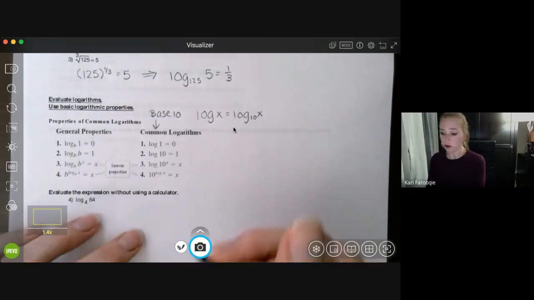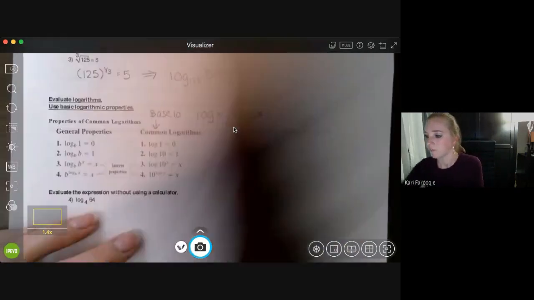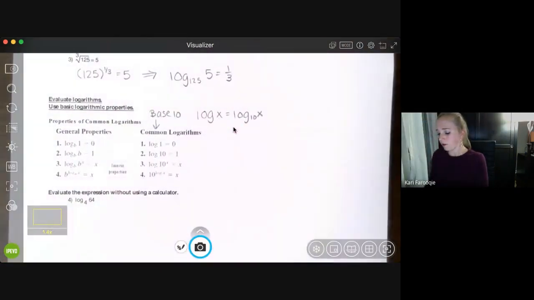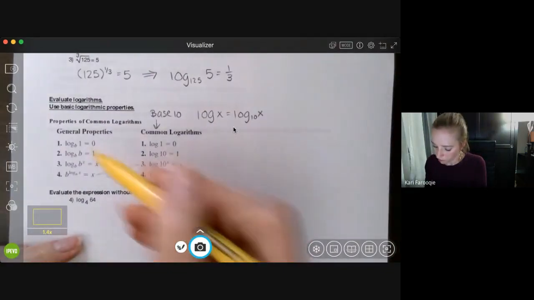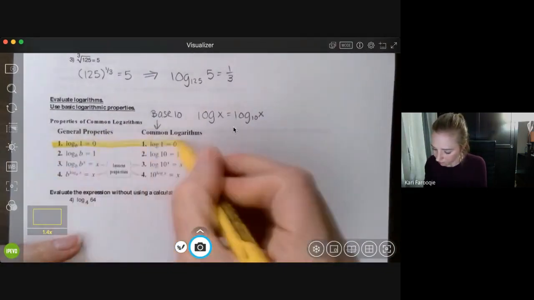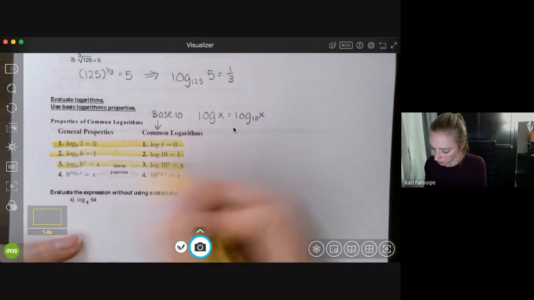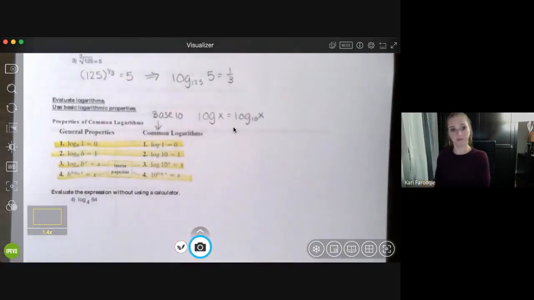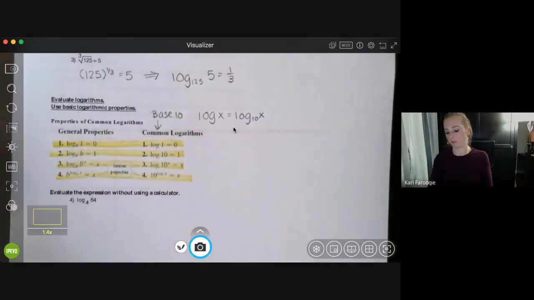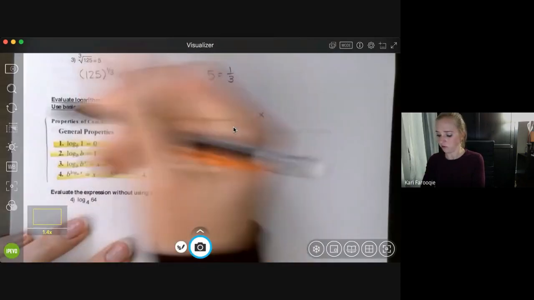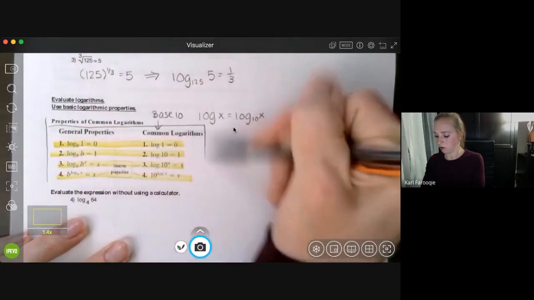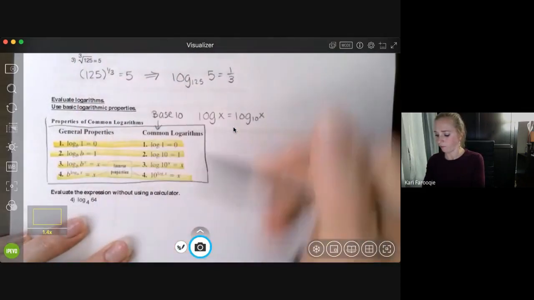So if I were you, I would highlight this or maybe put a big box around it, because these properties are very important. But we're going to use them right now. I just want them to be easily found in your notes when you're working on your homework and on your exam.